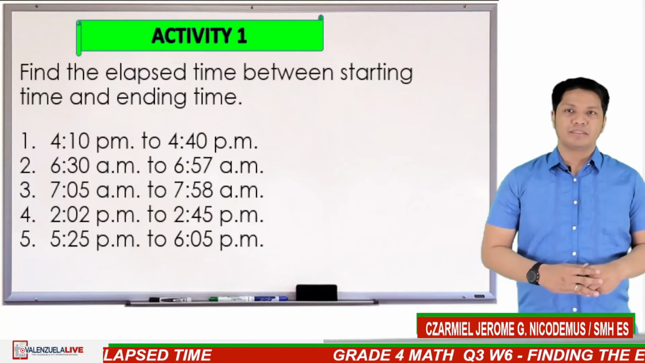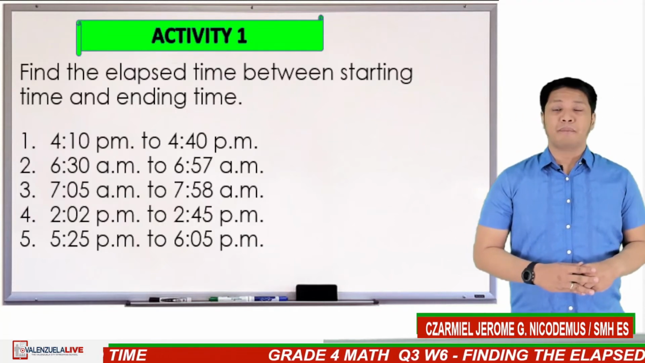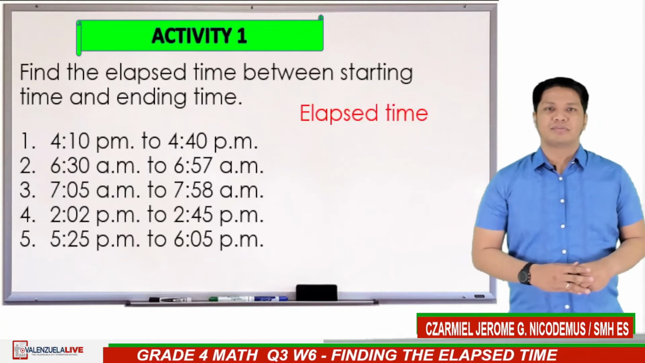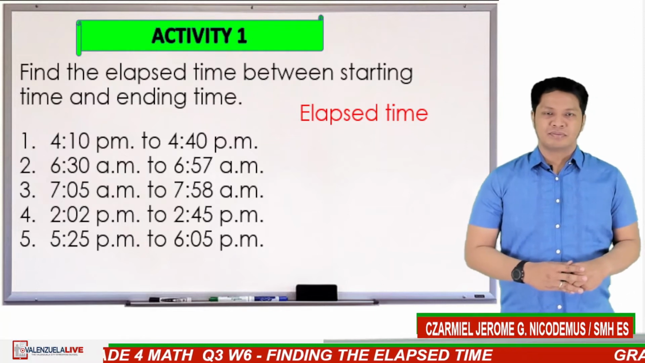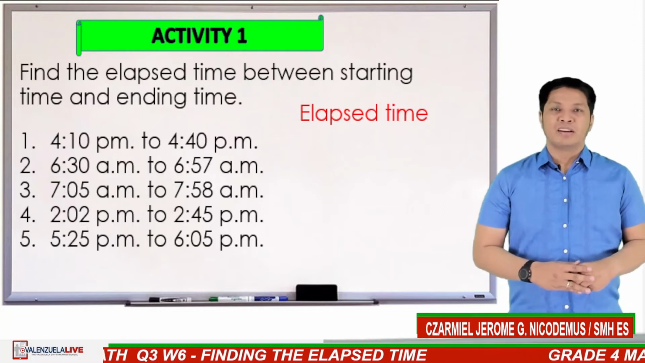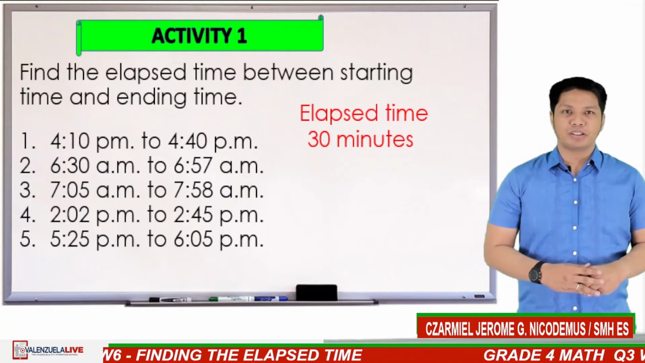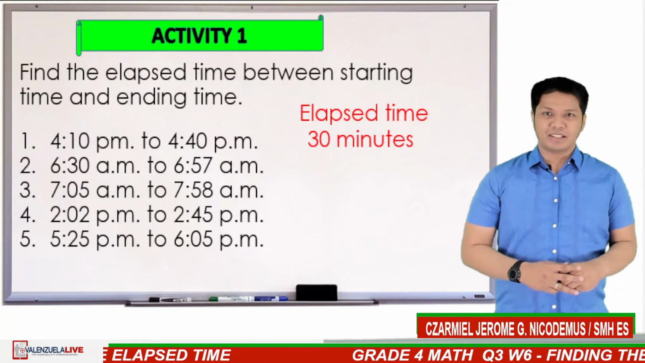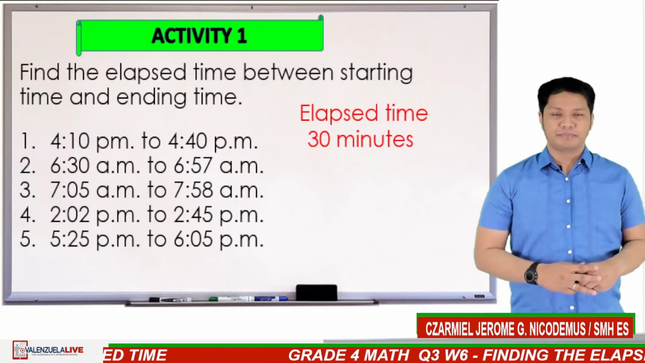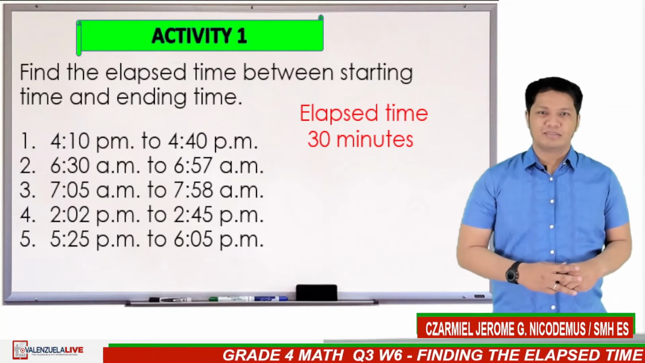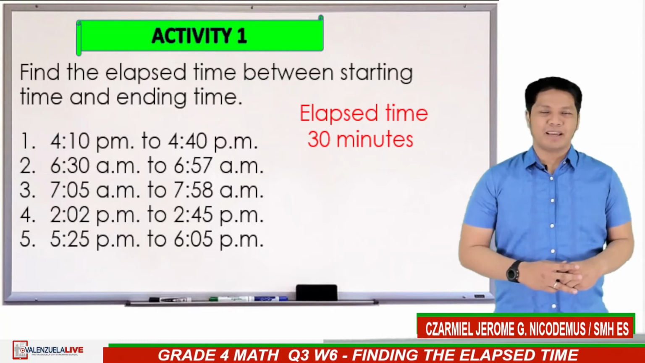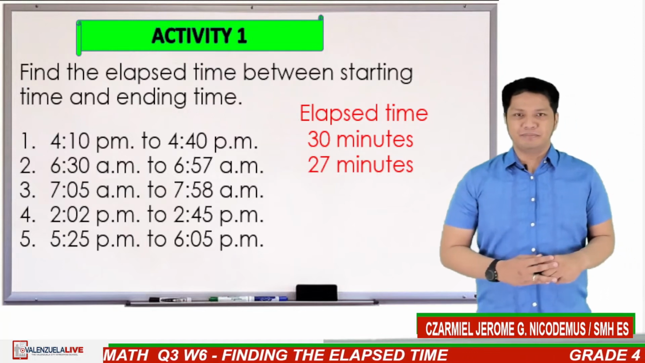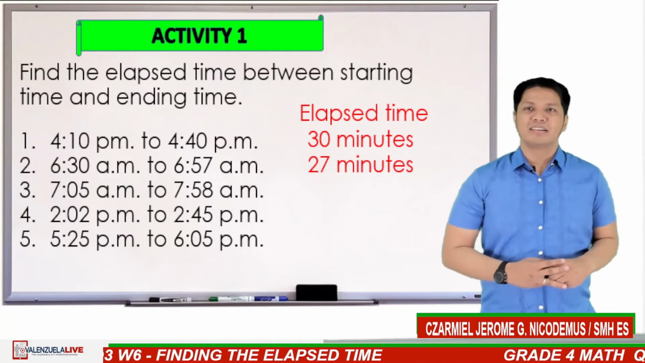So number 1, what is the elapsed time from 4:10 to 4:40? So the elapsed time from 4:10 to 4:40 is 30 minutes. How about from 6:30 a.m. to 6:57 a.m.? The elapsed time will be 27 minutes.